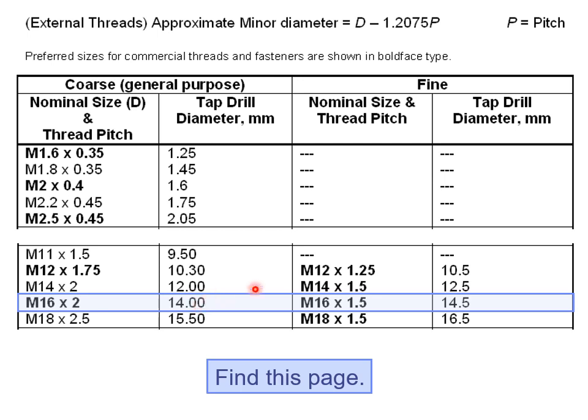tap drill. Now we're looking at fine thread versus coarse thread. Coarse was M16 by 2. Fine thread is M16 by 1.5. The pitch is 1.5, telling us the threads are 1.5 millimeters apart. And for this type of thread, we would use a tap drill of 14.5 millimeters.